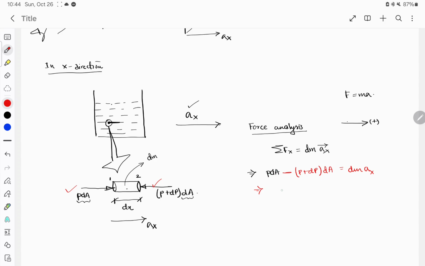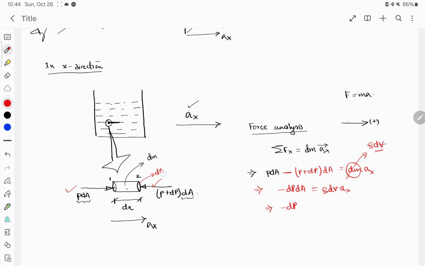The P dA will get cancelled, so minus dP into dA equals what we can write for dm. Mass is density into small volume. Density is a constant quantity, so it will not change. However, for small mass there will be small volume, so rho dV, that is dA into dx.